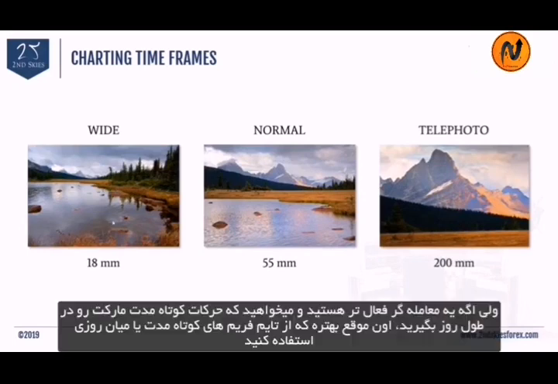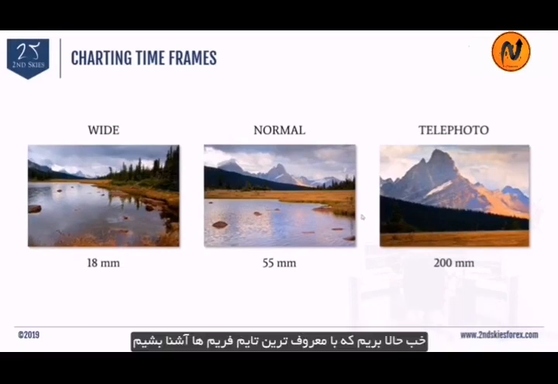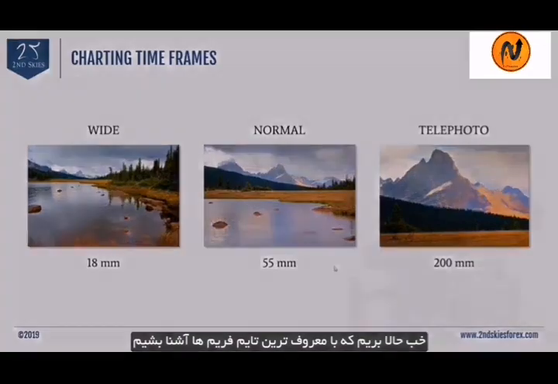Right? But if you want to be a more active trader, you're looking to capture short-term movements within daily price action, then you would use a lower time frame, an intraday time frame. So with that being said, let's have a look at the most common time frames.